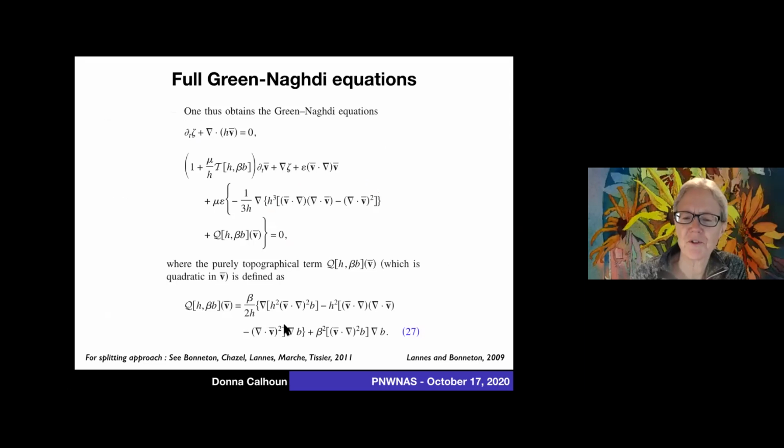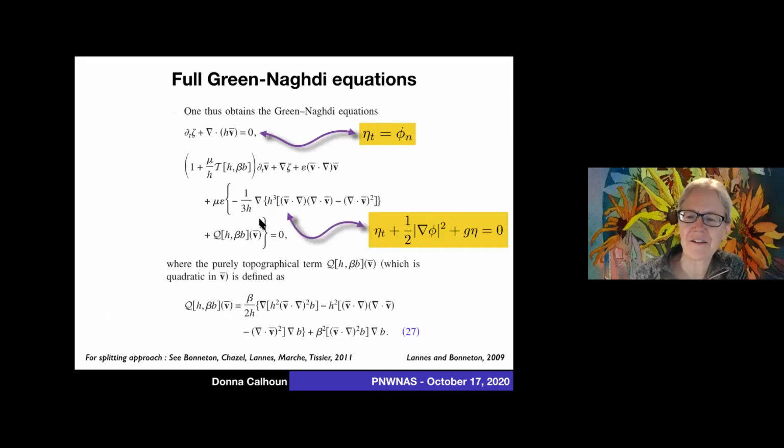So the full set of equations derived by Lannes and Bonneton look like this. We have something that looks like the shallow water wave equation, so this is the mass conservation equation, and then this formulation here is derived from the Bernoulli equation. And here we can see our operator T shows up as this implicit operator. So how we get from this to the formulation I just showed you actually takes some work. There's a splitting approach where you have to make some arguments as to why we can computationally solve it as shallow water plus this correction term. But it comes from this basically.